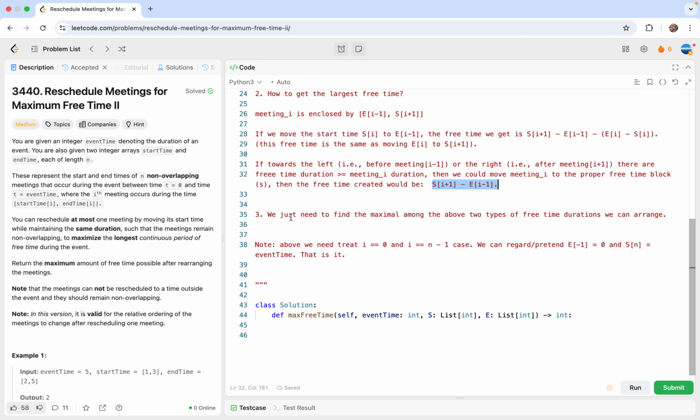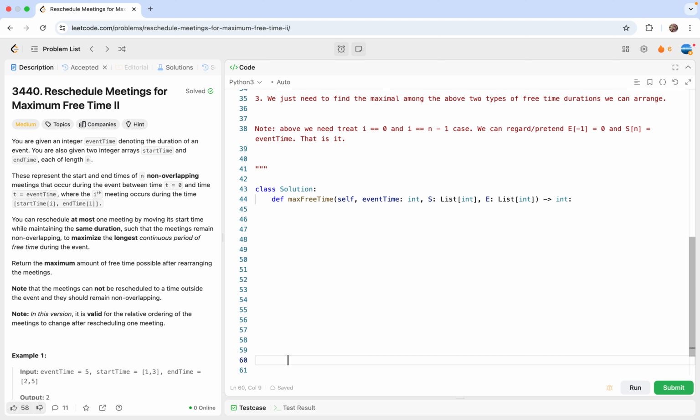Thirdly, we just need to find the maximum among all the two types of free times we can arrange. Here we need to handle some special cases. For example, if i equals 0, we don't have E_{i-1}. And if i equals n minus 1, the last one, we don't have E_{i+1}. But you can pretend E_{-1} is 0. Notice that this is not the last element we consider for E. Also you can see S_n is the event time. That's it. With that said, let me do the coding. There's also some subtle point you need to pay attention to in order to make the process correct.